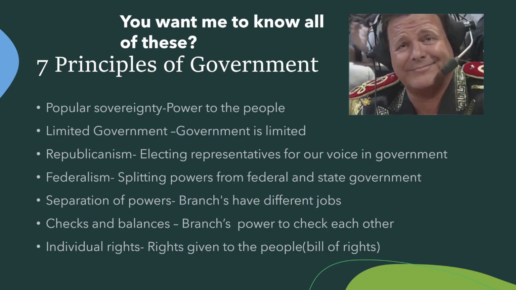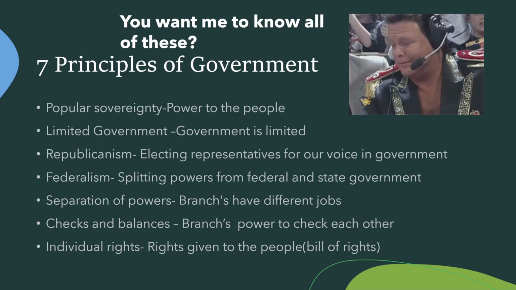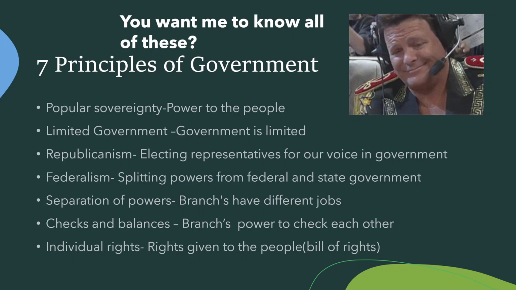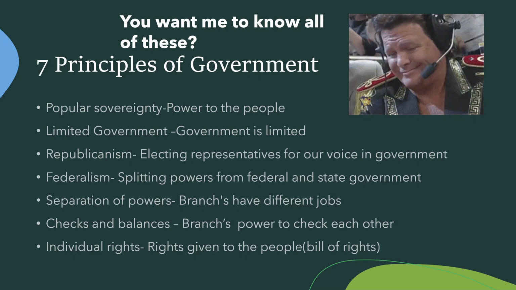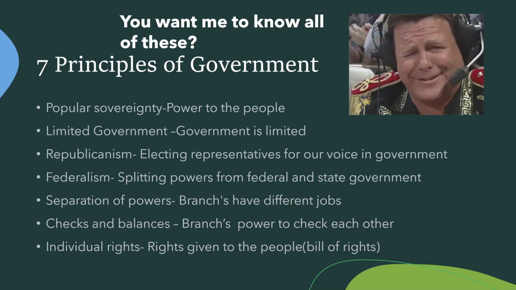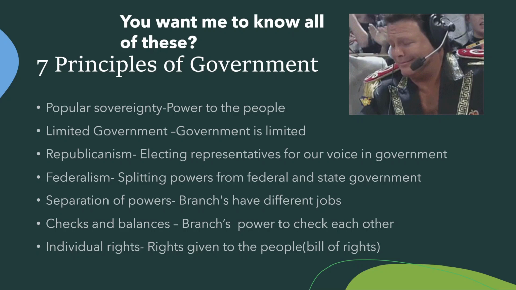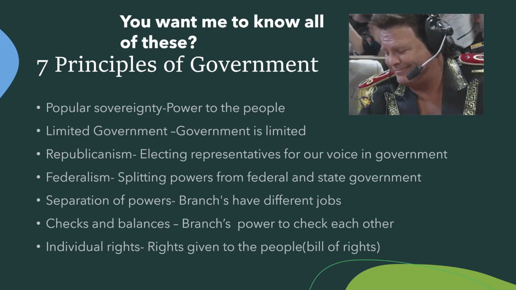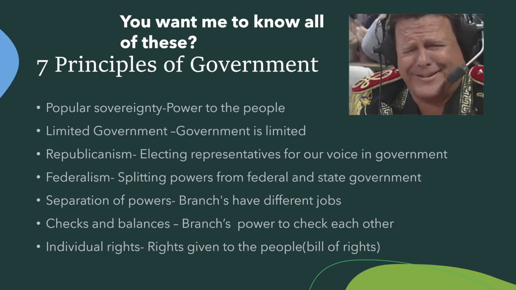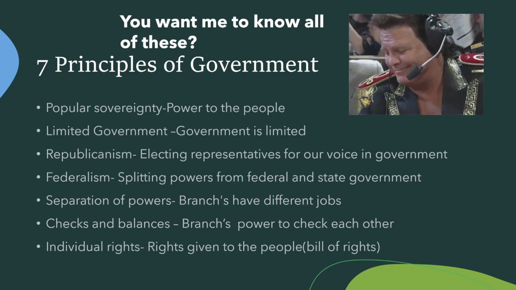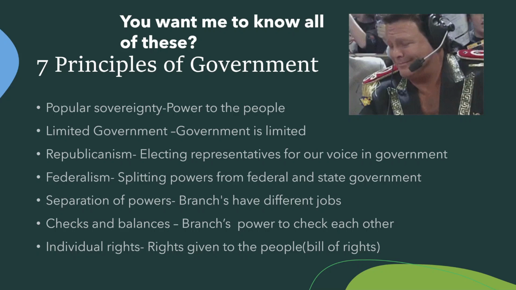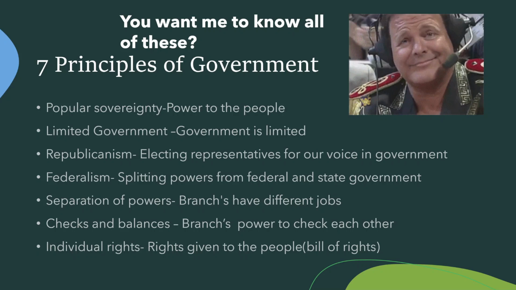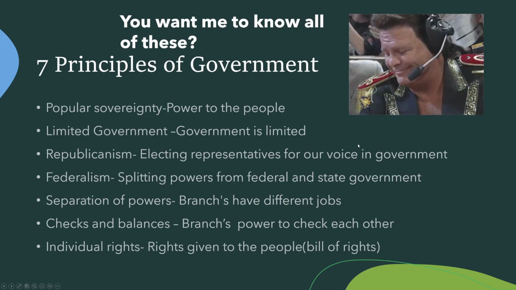Popular sovereignty, power to the people. Limited government, of course, we talked about that. Republicanism, we elect people. Federalism, splitting up powers. Separation of powers, different branches in the federal government. Checks and balances, each branch has power to check the other one. And individual rights that we all have, or we might say freedoms, like freedom of speech, freedom of religion. So let's go through them.